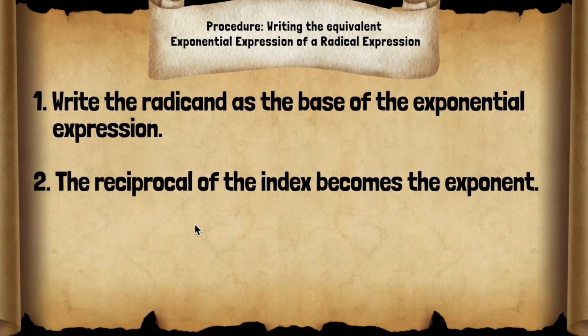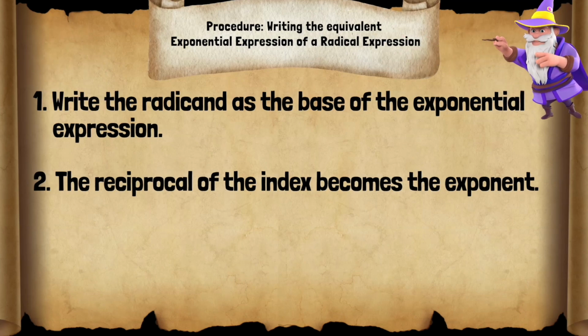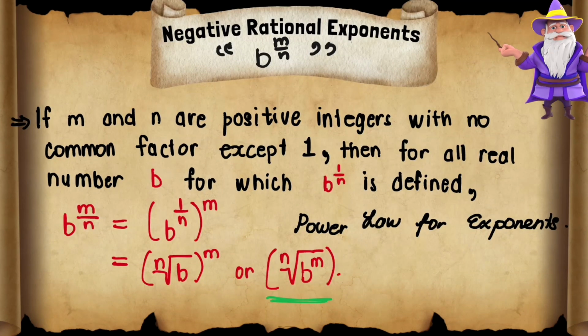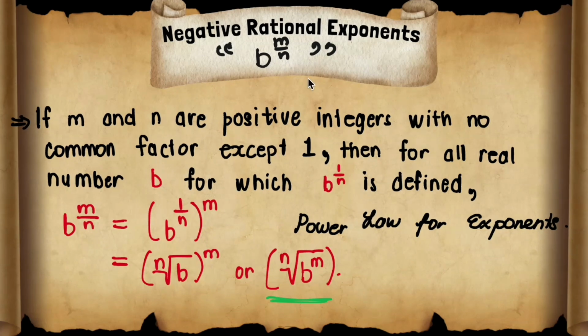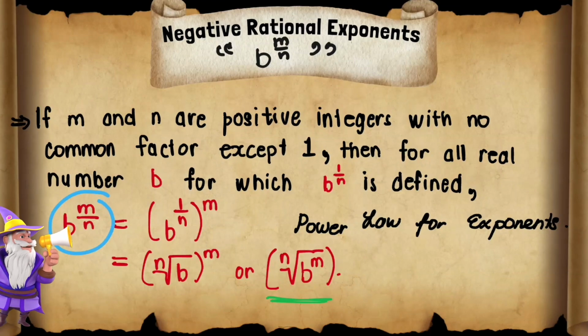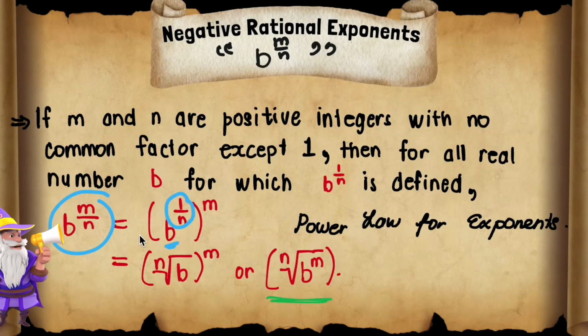So we can extend the definition of b raised to 1 over n to include rational exponents with a numerator other than 1. So in this case, allow me to formally define the negative rational exponent. So the b raised to m over n. In this case, para magkakaroon tayo dito ng numerator na mas malaki sa 1. Okay? So if m and n are positive integers with no common factor except 1, then for all real numbers b, for which b raised to 1 over n is defined. So as you can see, b raised to m over n. This case, yung m natin dito na numerator ay greater than 1. Okay? So it can be written as b raised to 1 over n raised to m.